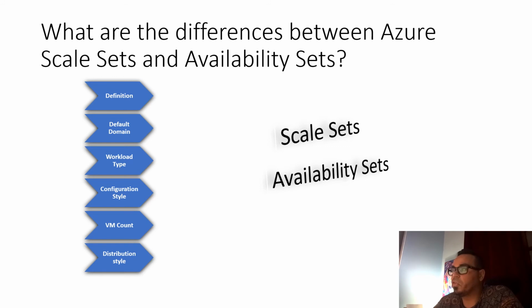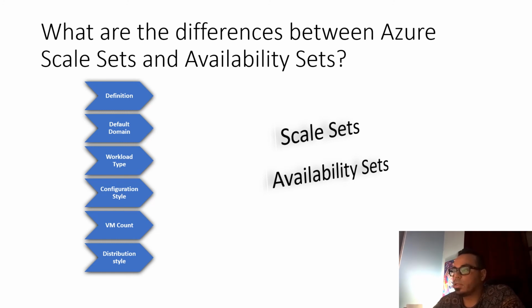If we jump here to configuration style, for a scale set the VMs are configured and created in the same manner from the same image. While for an Azure availability set, the VMs are created using different images and configurations. Let's talk about VM count. The number of VMs can be increased or decreased based on demand or a predefined schedule, as we mentioned in the previous slide. While for an Azure availability set, VMs can be added only at the time of the set creation.